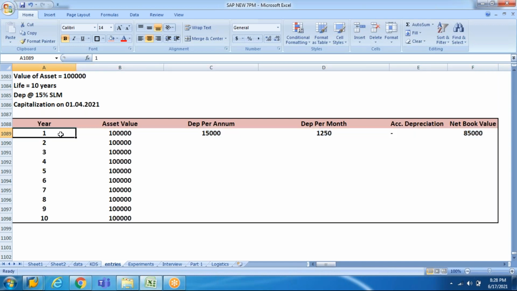So what we did, we have taken the year number 1. We have taken the asset value, which is the purchase value of 1 lakh. Depreciation per annum, we have considered this 1 lakh into 15% straight line method. So we applied 15% on this asset value. We got 15,000. And the depreciation per month, we simply divided this 1 year depreciation by 12 months. We got this figure. Accumulated depreciation is the previous depreciation. Since you are on the first year, there is no accumulation. And net book value is asset value minus depreciation.